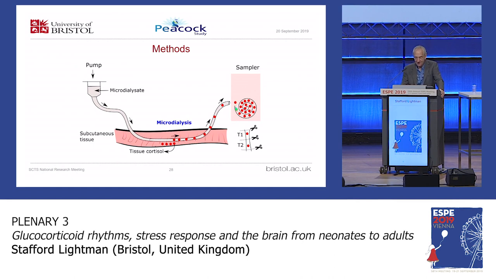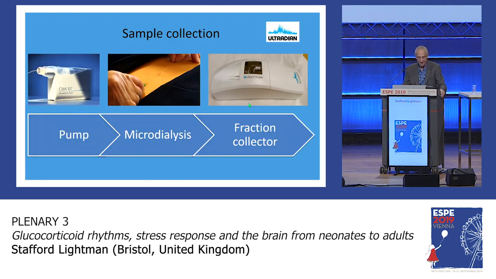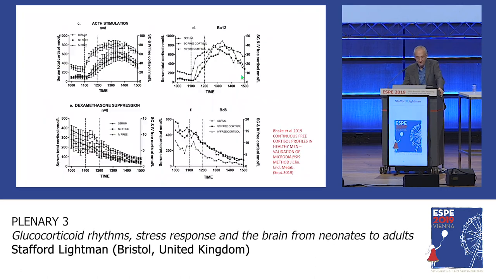And we've designed a particular sampler so that we can timestamp every single sample that we take. So it's a very simple thing that we can do. Basically, what you're doing is you are collecting samples of tissue fluid, and so you can measure the amount of cortisol in the tissue at any particular time. So there's a pump, you've got this little catheter which just goes under the skin, and then we designed this device, which can collect the samples throughout the day.